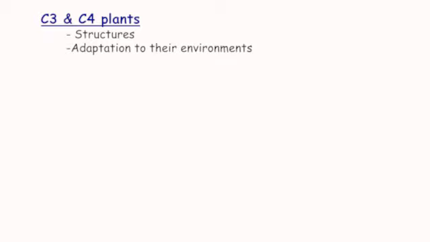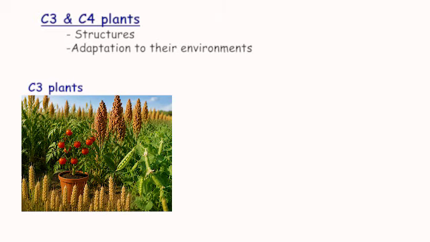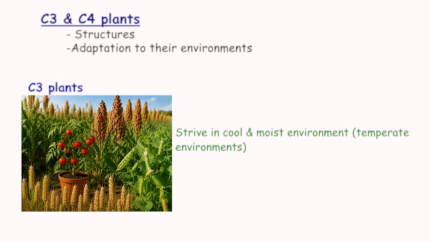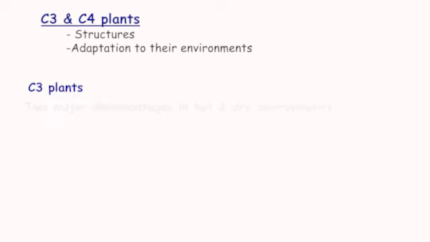Now, C3 plants include soybean, or in Africa here we call it soya bean, tomatoes, and wheat, and these are basically all legumes and cereals. And these thrive in cool and moist environments. Now, as most of us know, C3 plants fix carbon dioxide directly into the Calvin cycle, forming glycerate phosphate. However, these suffer two major disadvantages in hot and dry environments.